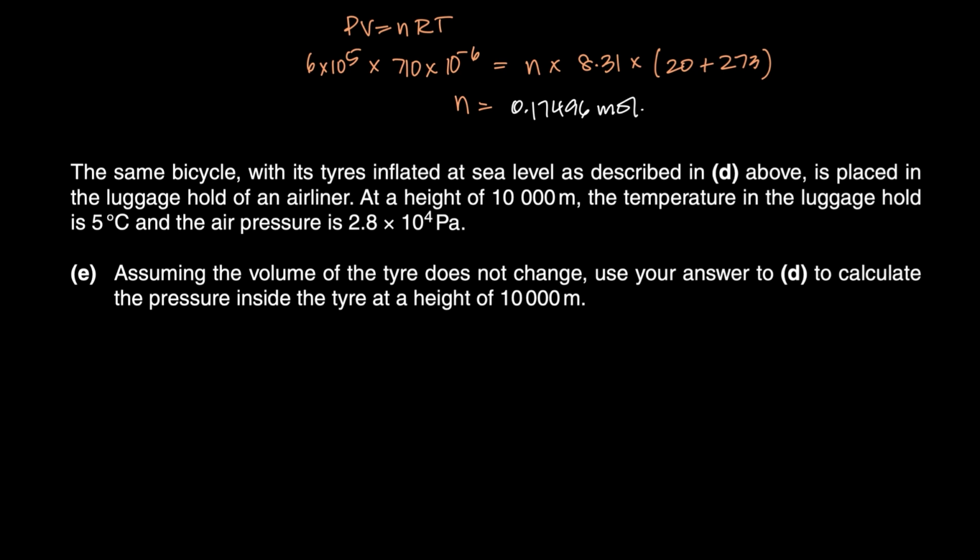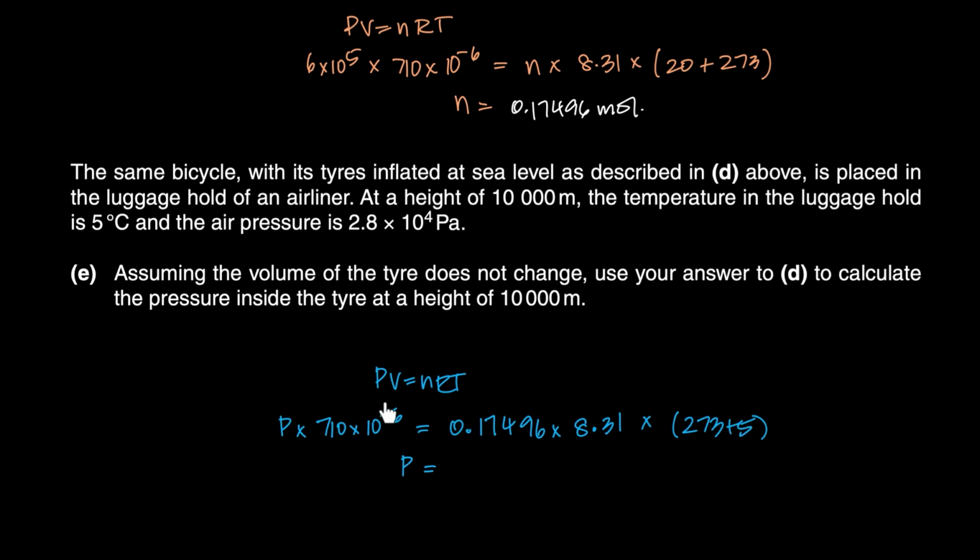Again, for this you'll use PV = nRT. See how it's all about the same formula. Now you already have the number of moles, right? So you already have 0.17496. R is 8.31. What's the new temperature? 5 degrees. That's 273 plus 5 degrees. And what's the volume? Volume is the same as before, right? So that's 710 times 10 power of minus 6. And then you figure out this pressure. Multiply all of these and divide by this.